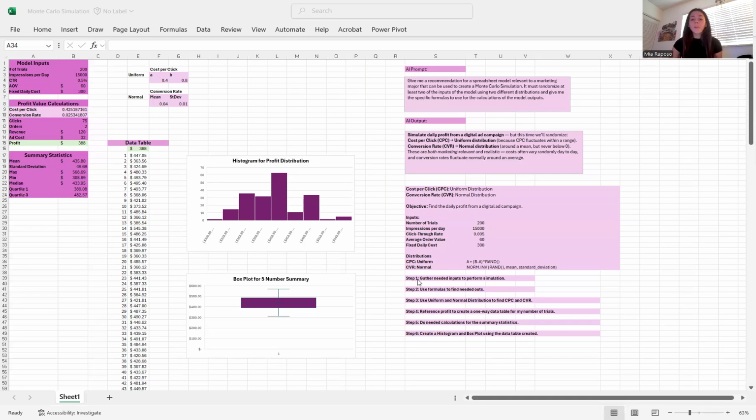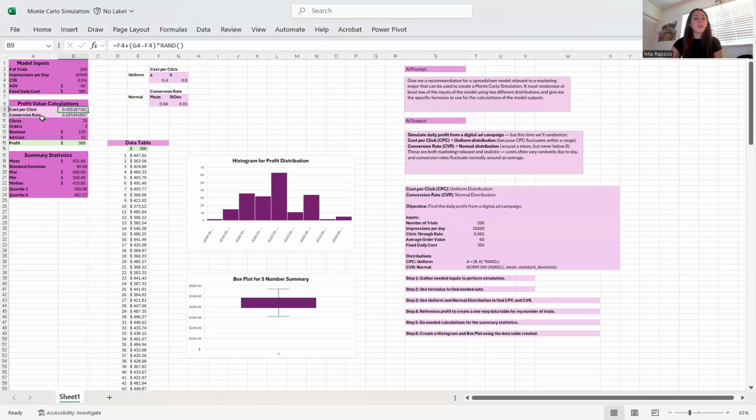My first step was to gather the needed inputs to perform the simulation, so I put all my inputs down here, again, what I have right over here. Step two was to use the formulas to find the needed outputs. That's right here, where I highlighted these numbers.